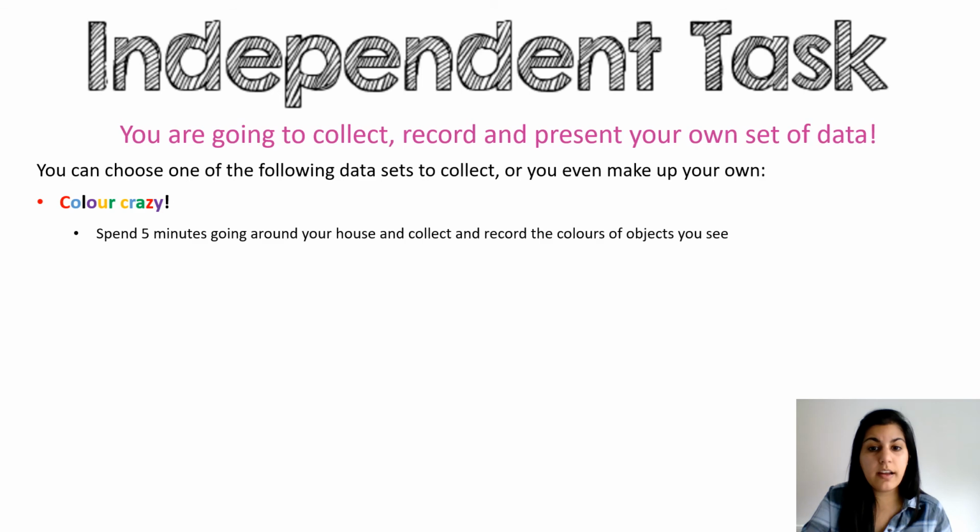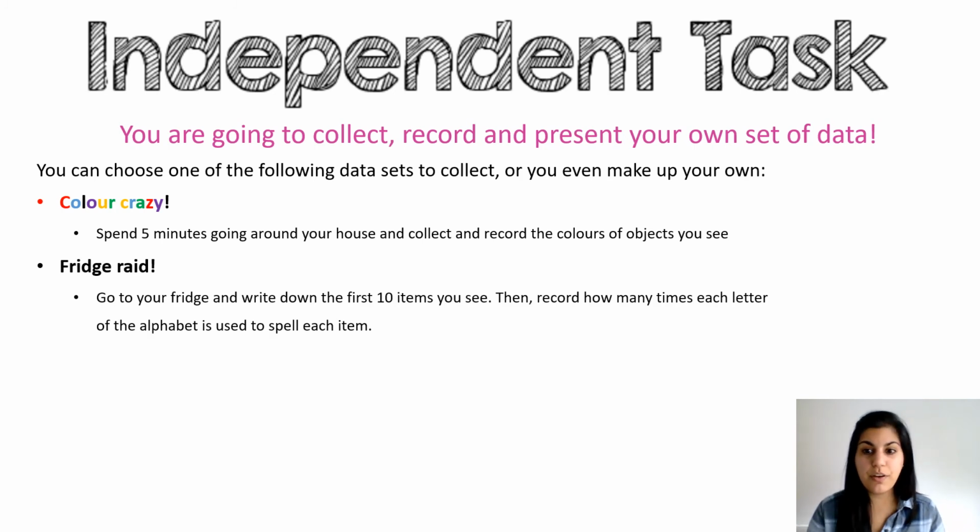So one of them that you could do is colour crazy. You can time yourself and spend 5 minutes going around your house and collect and record the colours of the objects that you see. So if I was doing that, for example, straight away I can see a plant, so I could record one in my tally chart for a plant. Remember, you can record it in a tally or a table, you can choose.